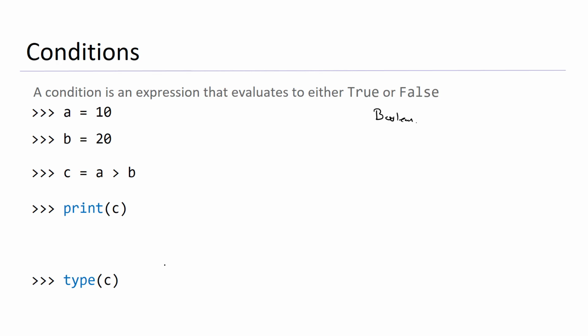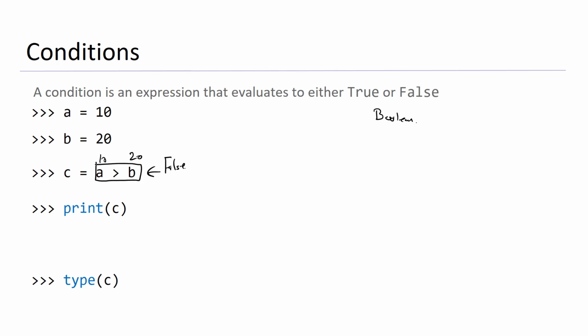And in this sequence of expressions here, the condition that we have is A greater than B. Think of a condition as a question that you ask Python. Here we're asking Python the question, is A greater than B? Given that the value of A is 10 and the value of B is 20, the answer to this question will be false because 10 is not greater than 20.